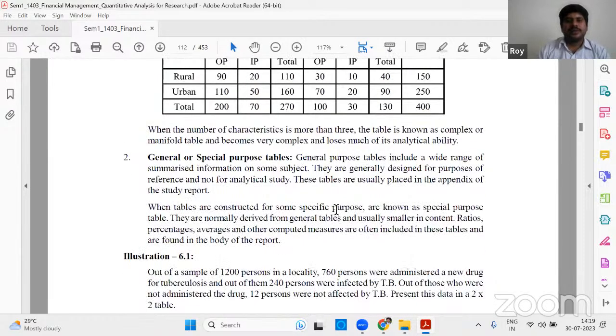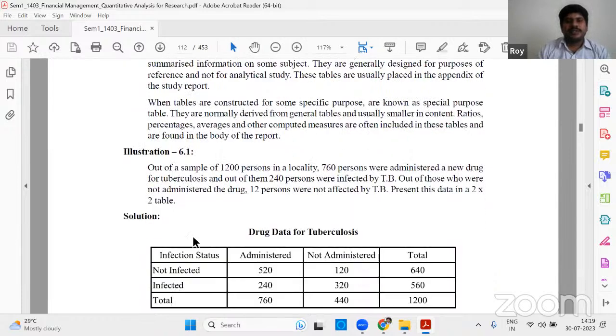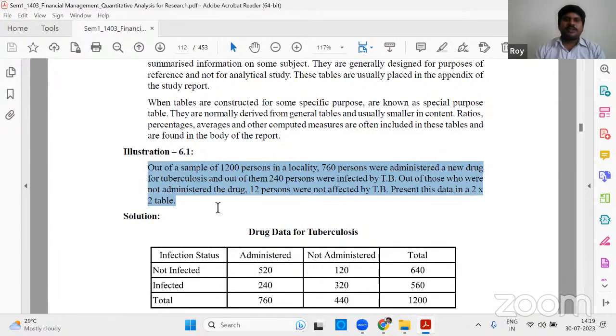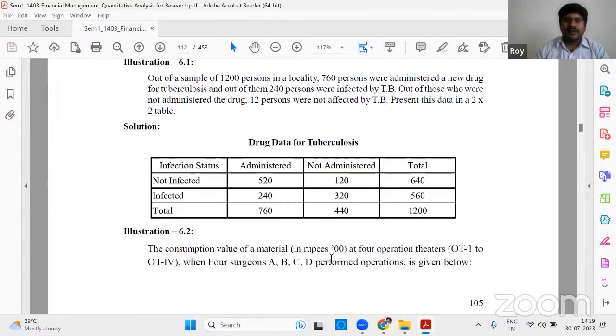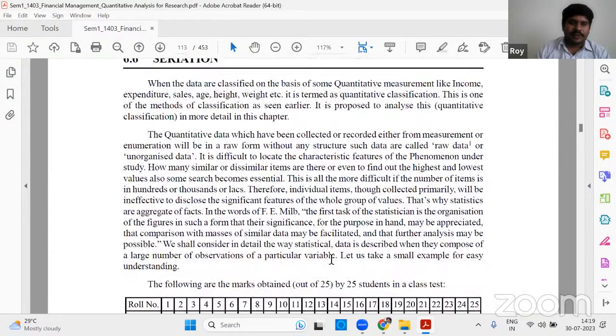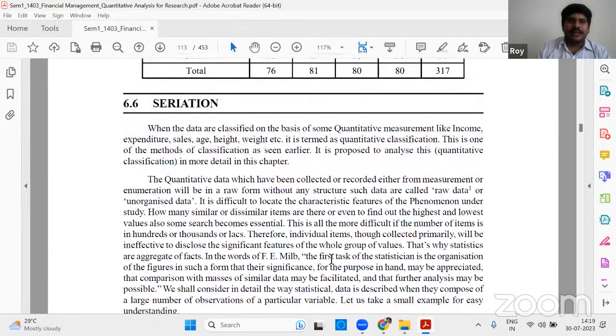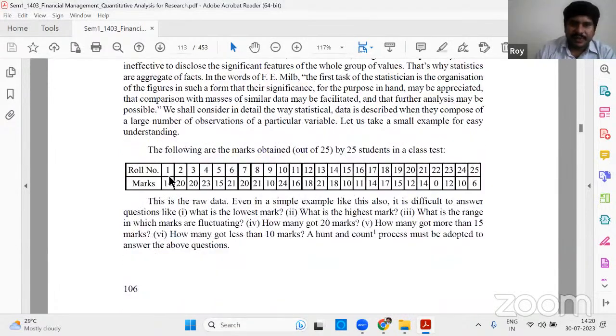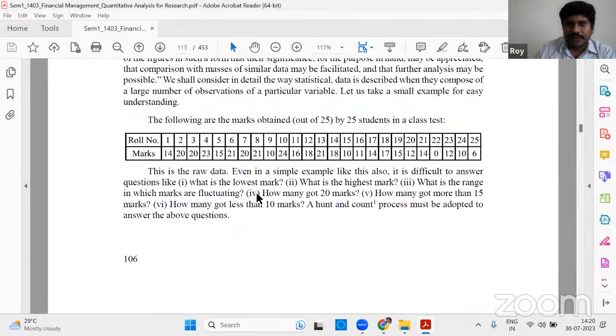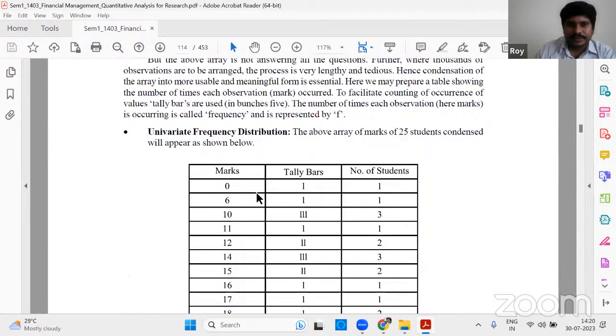Males, females, or portions. General purpose and special purpose tables. There is an illustration here. Here is the data. How can we form it in a table? Easily we can write it. Seriation: classified on the basis of quantitative measurements like income, expenditure, and so on, is termed quantitative classification, based on the quantities. Right? This is how. Wonderful.